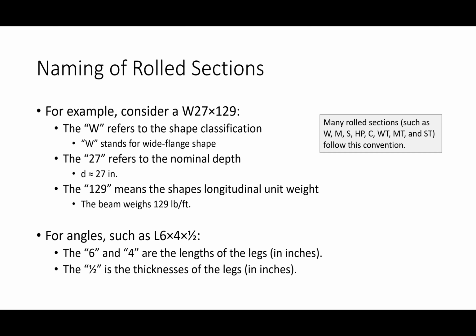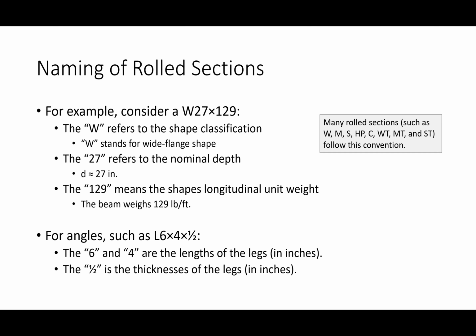Okay, the last thing I'll mention is a note on naming. So a little bit earlier I said that we don't as often use 490 pounds per cubic foot. The reason is because of how we name a W section. Okay, so I want to consider a W27 by 129. Okay. A W27 by 129 is unique. There's only one W27 by 129 shape in the manual.